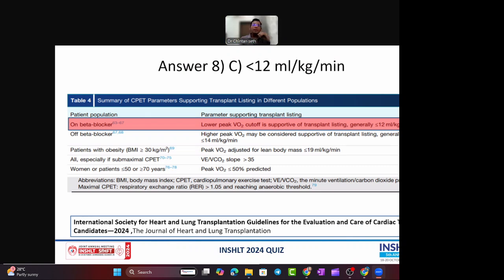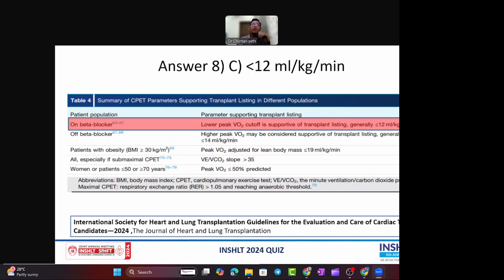Whenever any heart failure patient comes with end-stage, irreversible heart failure, the first thing we do is the cardiopulmonary exercise test, where we see the VO2 max. And in 2024, ISHLT has given a very clear-cut guideline. If the heart failure patient is on beta blocker, then the VO2 cutoff is less than 12 ml per kg per minute. So if it is like 11 or 10, we can list that patient for the heart transplant. If VO2 is more than 15 or 16, that means more than 12, then we should wait before putting the patient on the list, and every 6 months we can repeat the VO2.